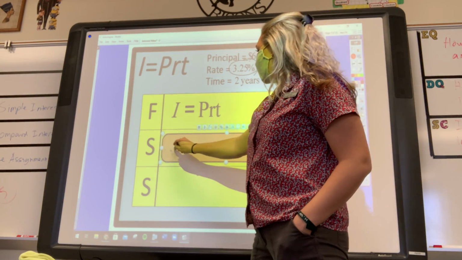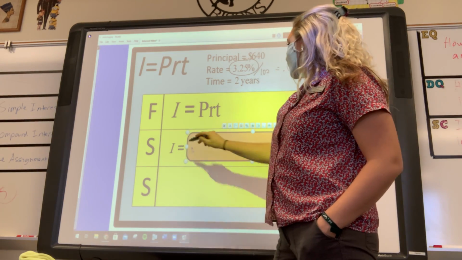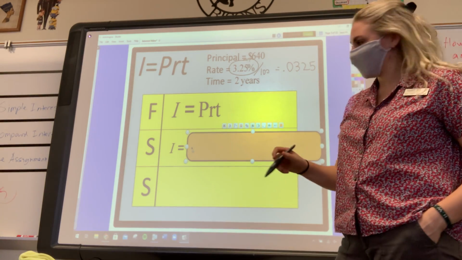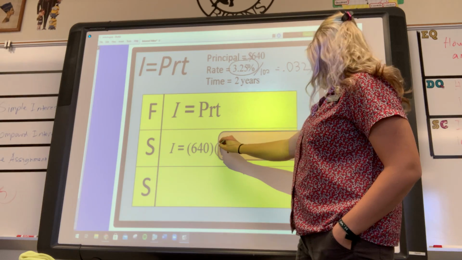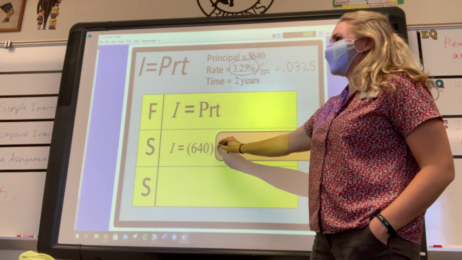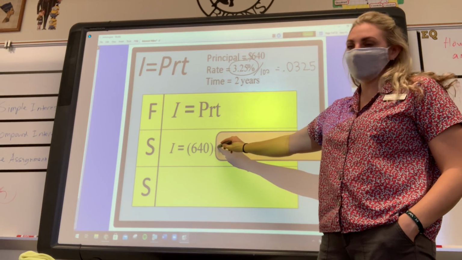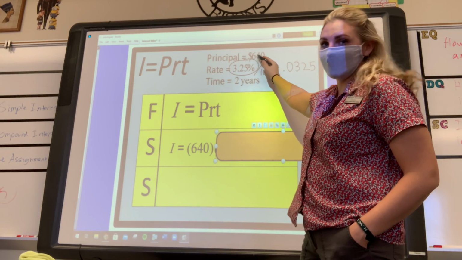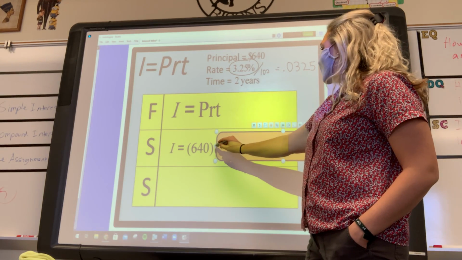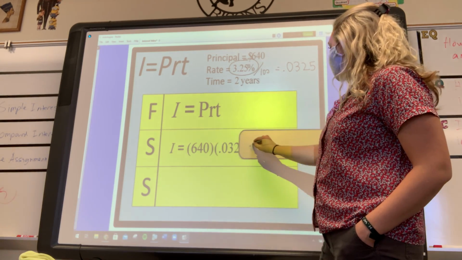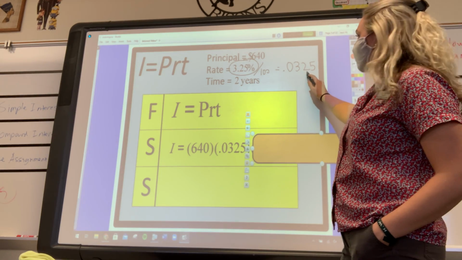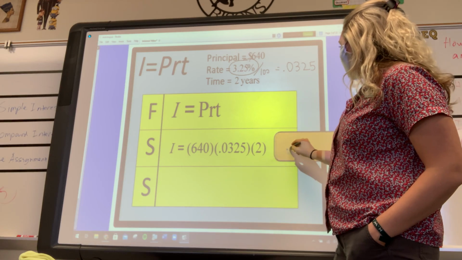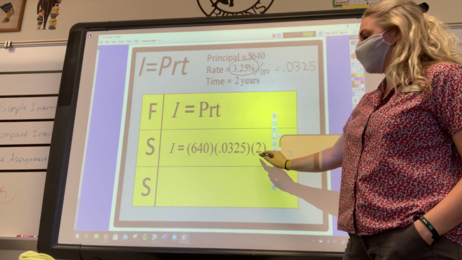And when you substitute your numbers into your formula, just like we have here, we have a P, an R, and a T, so our I is still going to be there on our formula. So we have our 640 that has our principal amount. We took this number here and we put it into our formula. We then have our rate of 0.0325 that we converted to a decimal, and we have our time of 2 years.